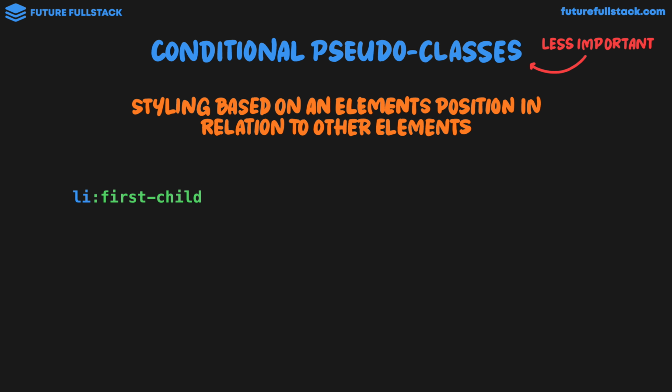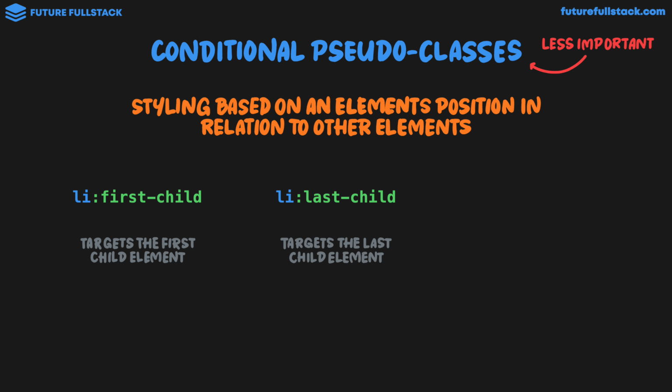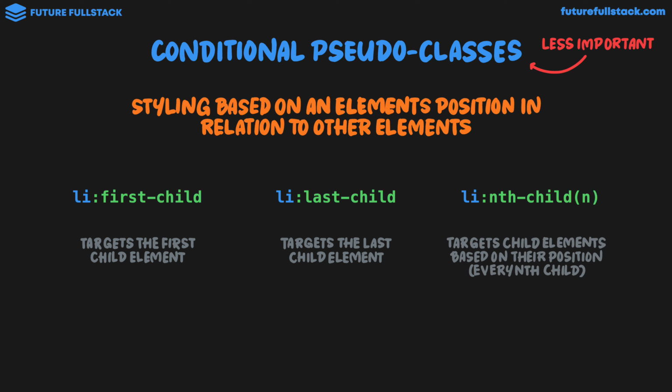For example, we could have the pseudo class first-child, which targets the first child element in a list. We have the last-child pseudo class, which targets the last child element. And there's also the nth-child pseudo class, which targets child elements based on their position. In this case, every nth child. Now, some common places you may see conditional pseudo classes include on lists, like I've done here, or in tables, where you'd be targeting the tr element, the table row. For example, to get alternating colors for table rows, which helps with table readability.